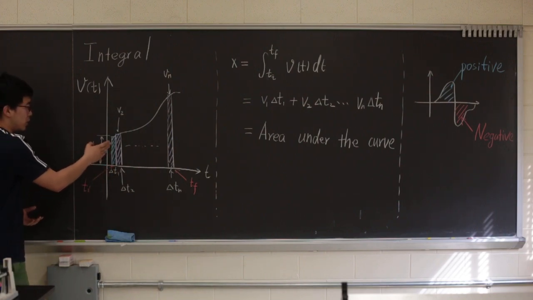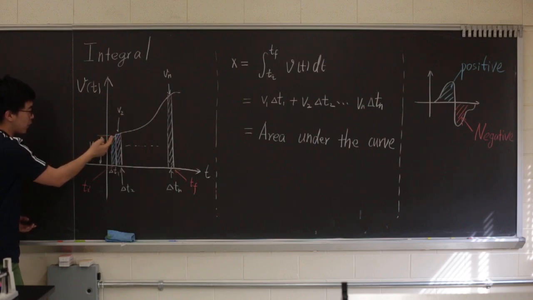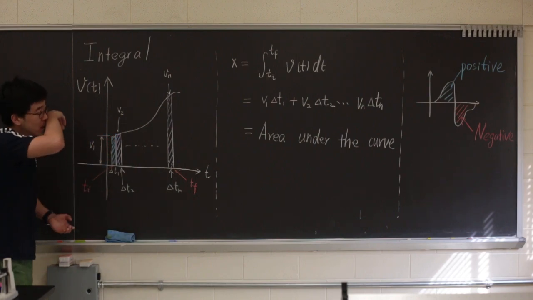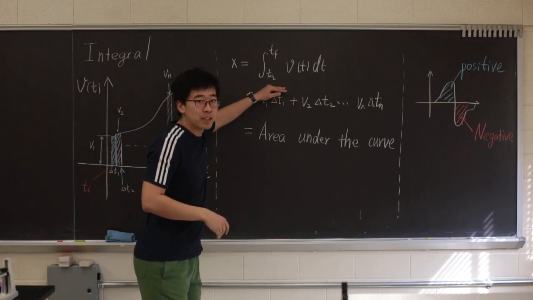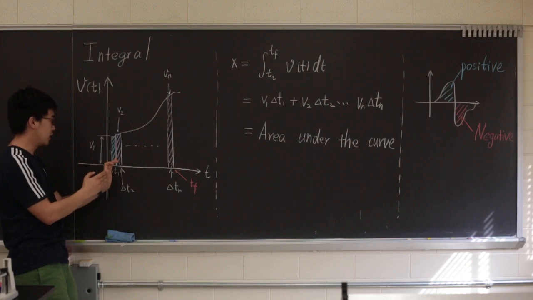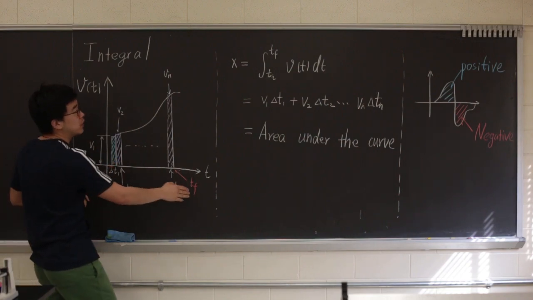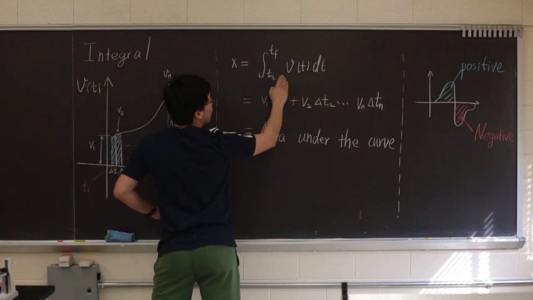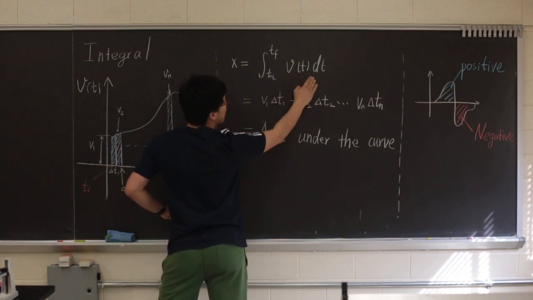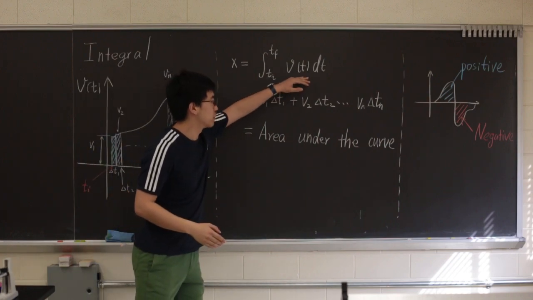Again, we can just calculate the area of this rectangle instead of the curve. So that's the formal definition of integration. Basically, you integrate from t initial to t final over the function v(t) with respect to time, velocity with respect to time.